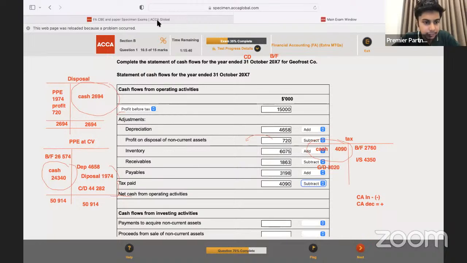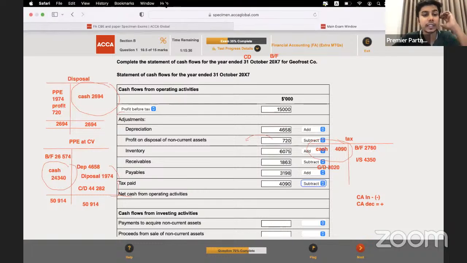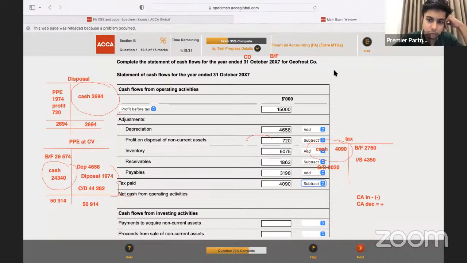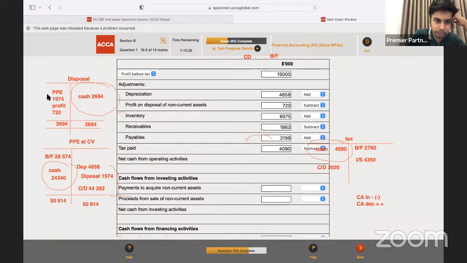Done. Then, guys, disposal. Remember, disposal and PPE account, if there is cash, it should always come under investing activity. Okay. And actually, guys, you don't have to think that much, because easily you will find these here. See, look at this one. Disposal means what? The money that we got after selling. So here, guys, can you see? Proceeds from the sale of non-current asset. We got 2694. Meaning, guys, when you sell, money comes in. So therefore, it has to be plus, add.